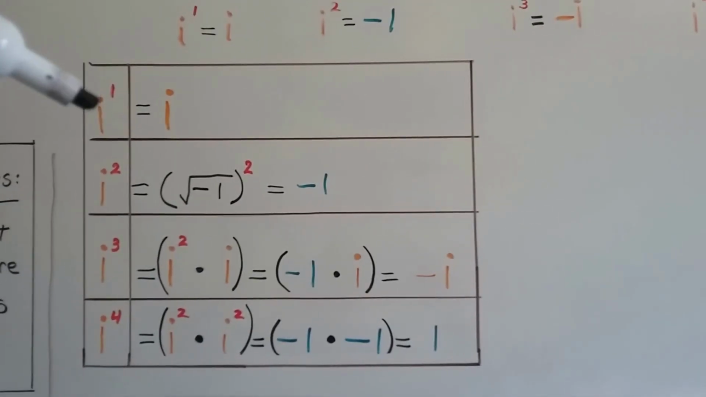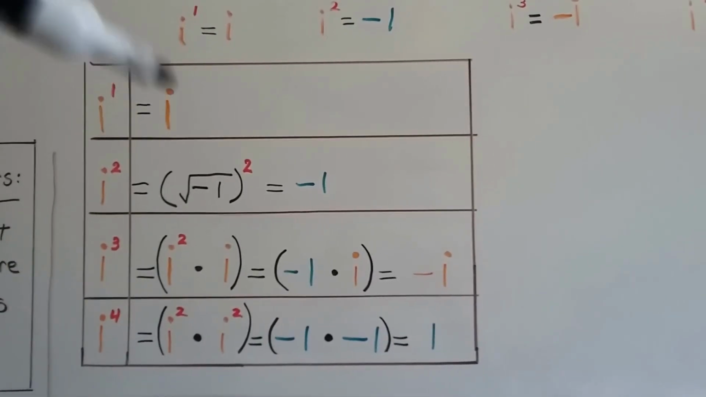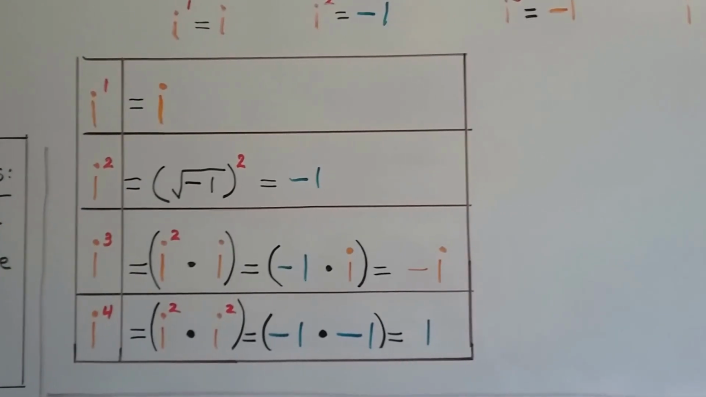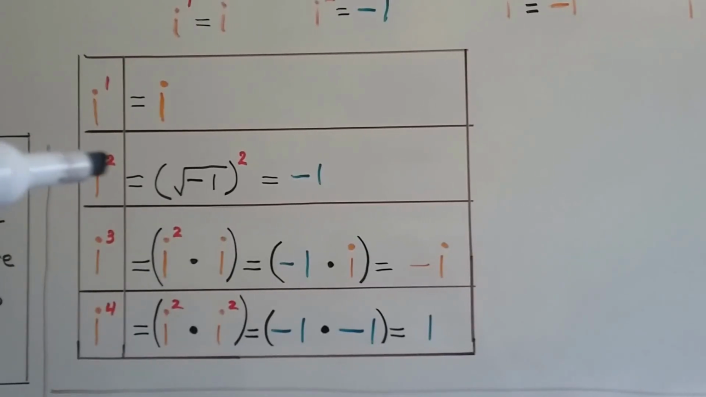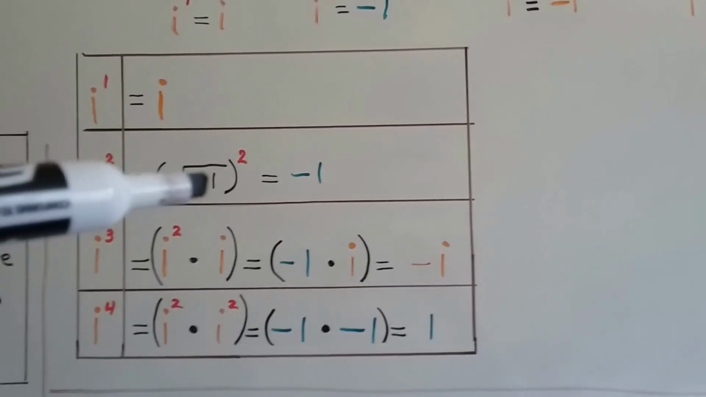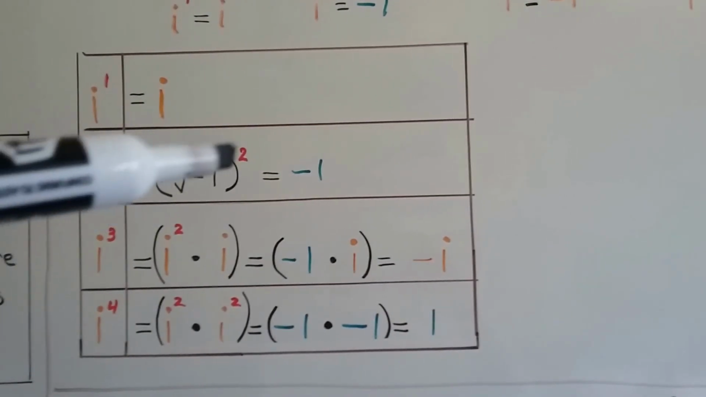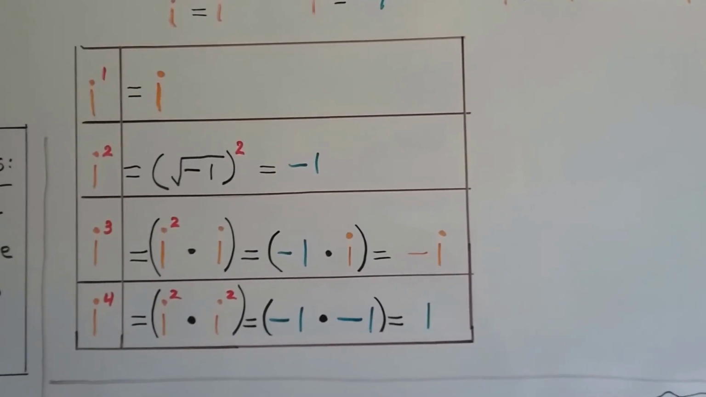Well, that's just like any number to the first power. If you have 5 to the first power, we have 5, right? So if we have i to the first power, we have i. We have i to the second power. Well, I keep telling you it's equal to -1, but what's happening is we've got the square root of -1 squared, and we can take off that radical sign because it's squared, and we just get the -1.